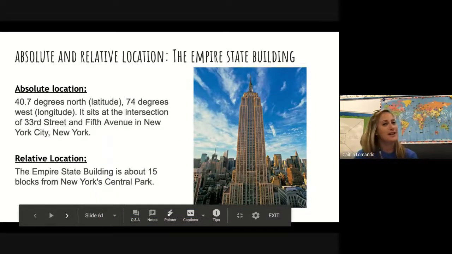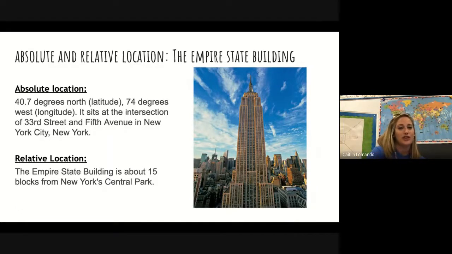So let's talk about the Empire State Building in absolute and relative location. If we were going to give the absolute location of the Empire State Building, we could say it's 40 and 7/10 degrees north, 74 degrees west. It sits at the intersection of 33rd Street and 5th Avenue in New York City, New York. We are absolutely sure where it is. The relative location might be described as the Empire State Building is about 15 blocks from New York Central Park. So if I give you the relative location, you might be able to find the Empire State Building, but you're not absolutely sure where it is in the world.